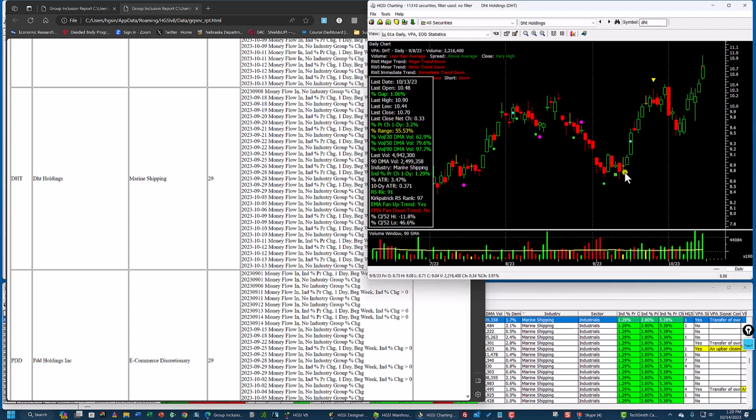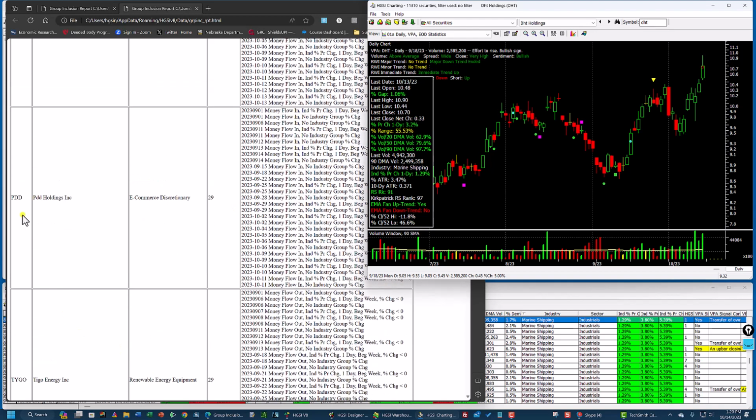There it is right there. A little pullback, and then when it starts showing up again, the 18th, 19th, and 20th. So here's the 20th, here's the 18th right here. So you can see that the money started flowing back in, and it was showing up in my scans. Here's a money flow in, PDD.